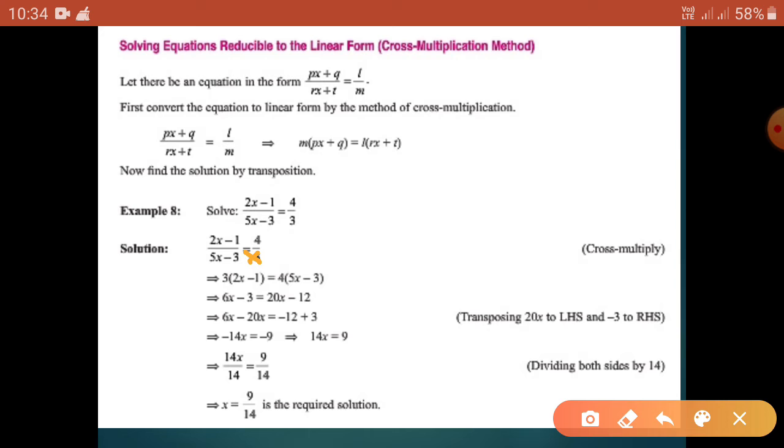Okay, so now we are trying to balance the equation on both sides. So we are dividing both sides by 14. So it gives us 14x and 9 by 14. So we are getting x equal to 9 by 14. So this method is known as the cross multiplication method. Try to do it yourself. Go to the next slide.